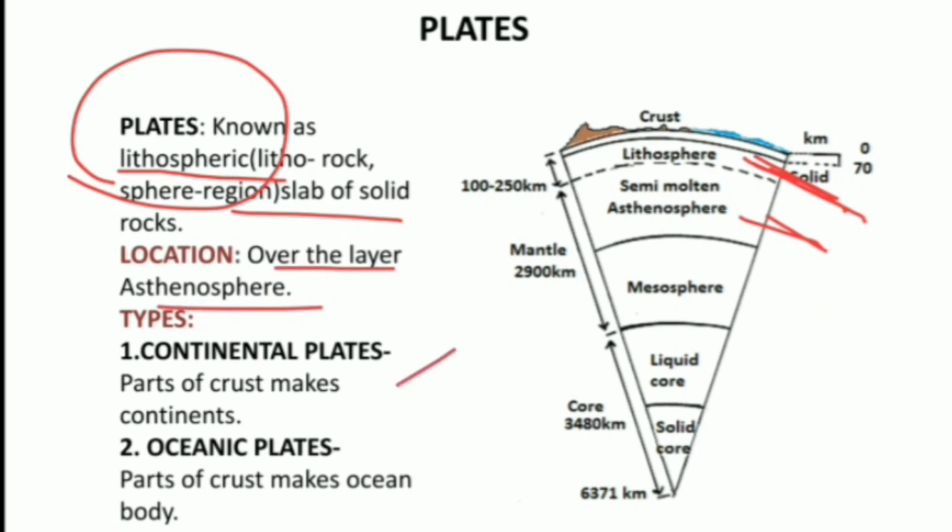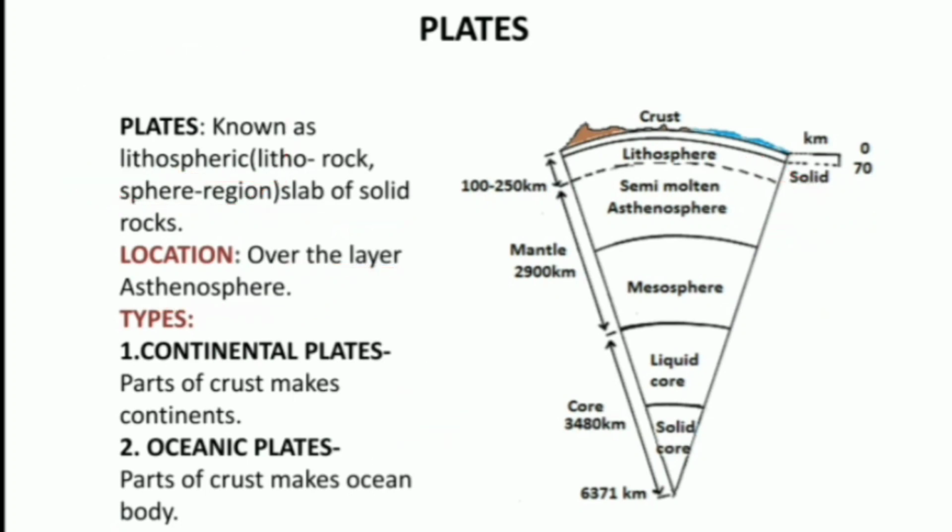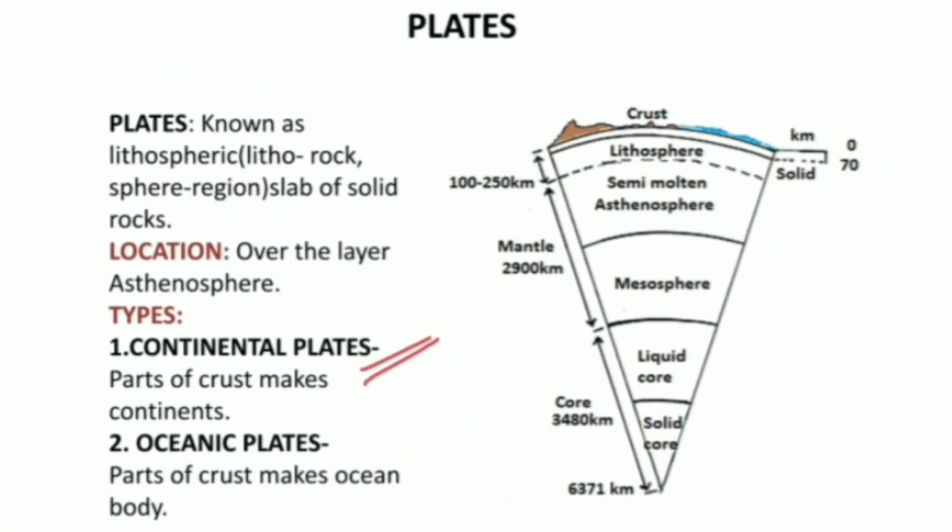Now we have two important plates. First, continental plates. Second, oceanic plates. Continental plates means the plates which are mainly responsible for the formation of different kinds of continents. For example, North American plates, South American plates, Australian plates, Eurasian plates, those all are continental plates. Now, second one, we have oceanic plates. The plates simply are responsible for the formation of different ocean surface. Here you can see that is known as oceanic plates. For example, we have Pacific plates, we have Atlantic plates, etc.